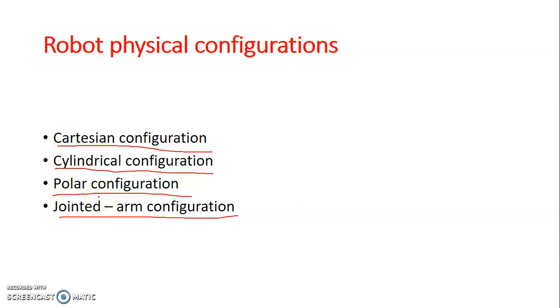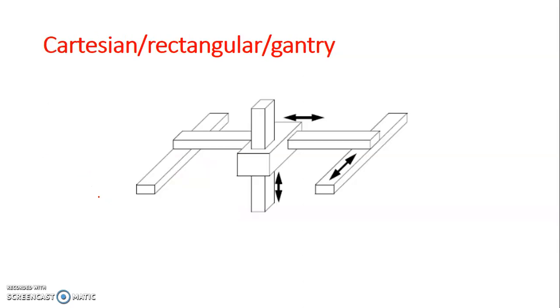What is the Cartesian configuration of the robot, what is the cylindrical configuration, what is the polar configuration, and what is the jointed arm configuration? First is the Cartesian, or rectangular, or gantry type of configuration of the robot. In the diagram we can observe only rectangular shaped links and joints. This is in a rectangular shape, and this is also rectangular. We can see there is a small hole inside this.